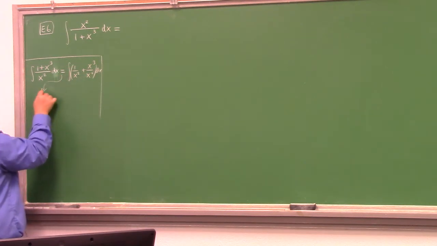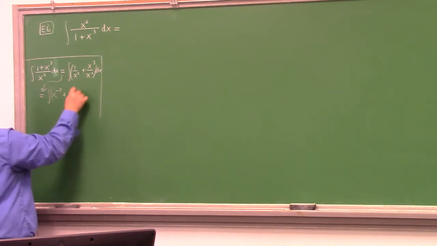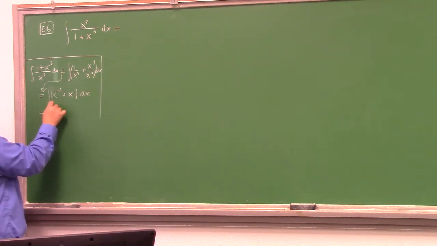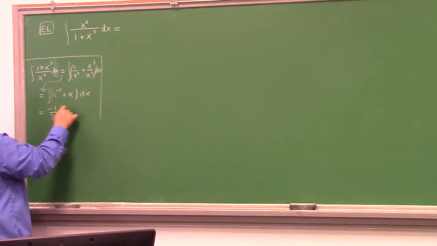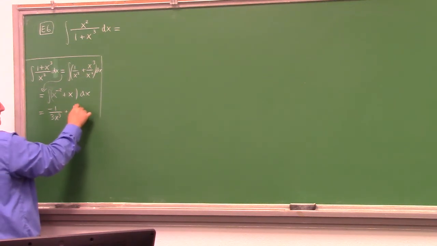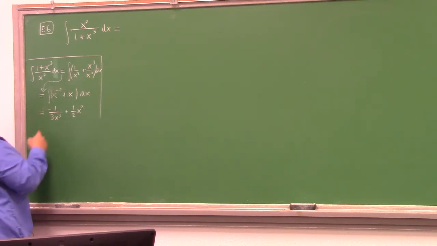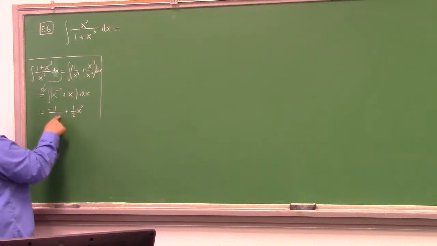which would have been the integral of x to the minus 2 plus x dx, which would be, like, minus 1 over 3x cubed plus 1/2 x squared. Wait a minute. The integral of x to the minus 2 is not 1/3. It's add 1, right? It's just minus 1 over x.